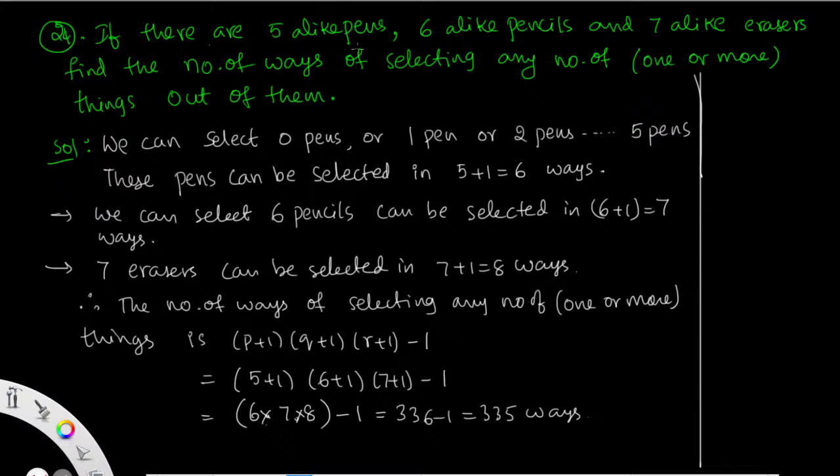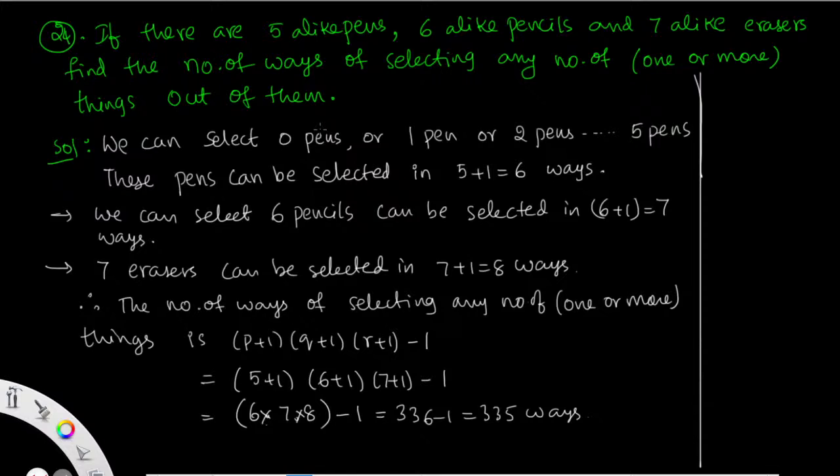If there are 5 alike pens, 6 alike pencils, 7 alike erasers, find the number of ways of selecting any number of things (one or more) out of them. So all are alike things. We have 5 alike pens, 6 alike pencils and 7 alike erasers. Find the number of ways to select any number of things out of them.